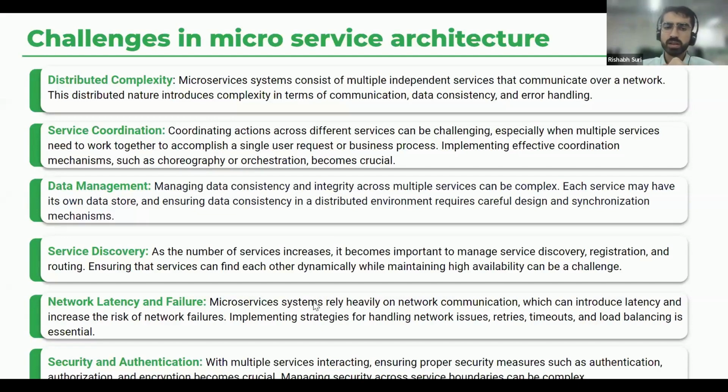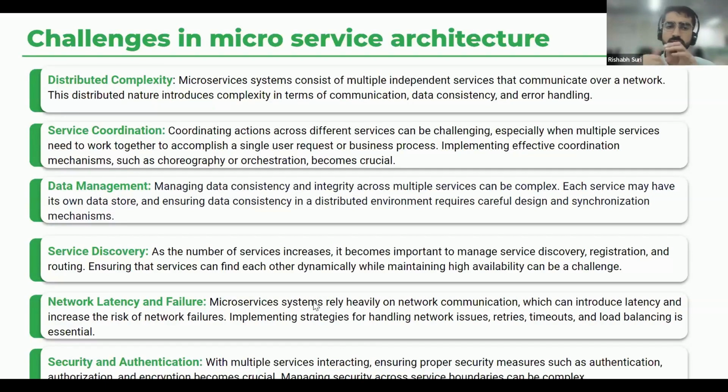Then we have service coordination. Services need to communicate effectively, often involving network calls, which can introduce latency and failures. This coordination requires careful design, and developers must consider issues like timeouts, retries, and load balancing.